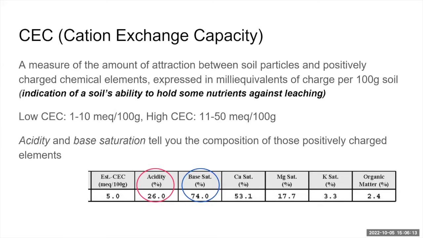Your acidity is going to be things like hydrogen ion, of course, because that's actually where pH comes from. But it could also be things like aluminum that contribute to acidity. Base saturation is going to be your calcium ions, your magnesium ions, and your potassium ions all together. If you look at those values, they all sum up to 74, which is our base saturation. And of course, our base saturation plus our acidity sums to 100. So it accounts for 100% of the exchange sites in your soil.